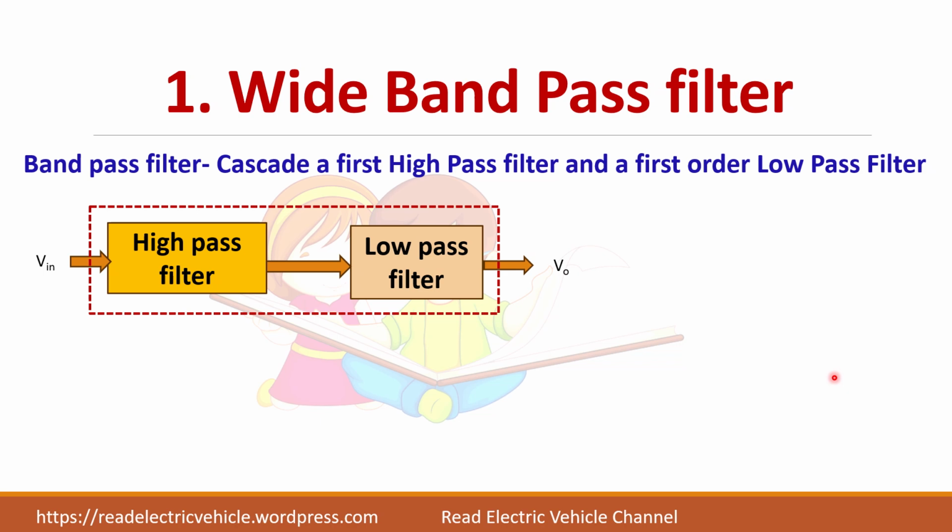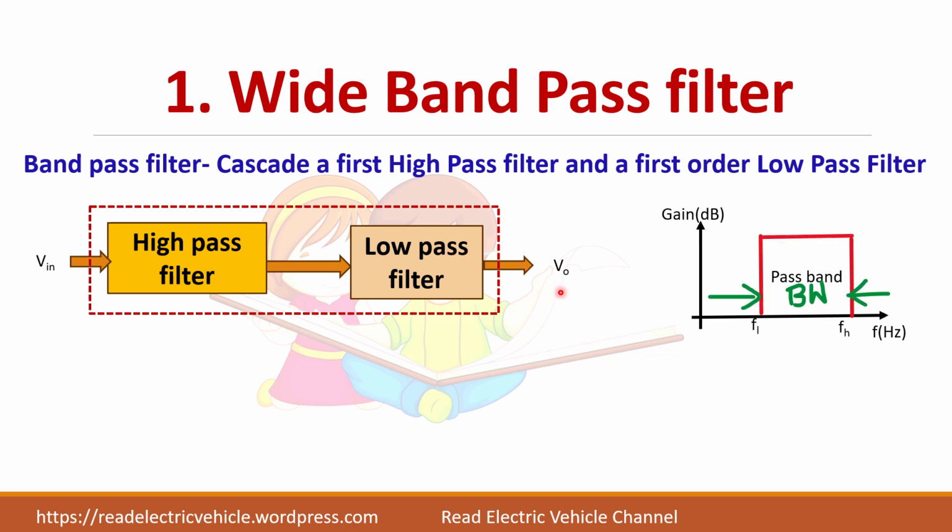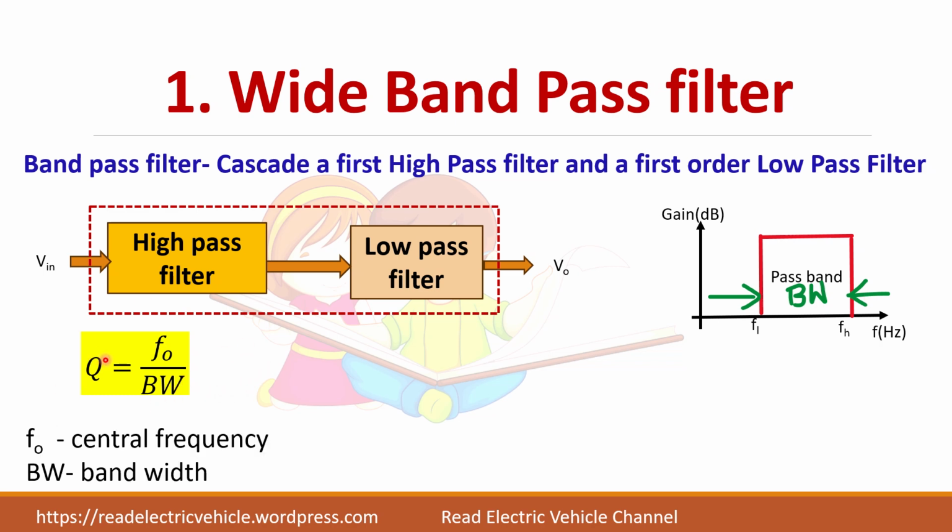So let us summarize everything about the wide band pass filter. Just cascade a first order high pass filter with a first order low pass filter. You can allow only a band of frequencies, and the range of frequencies which the filter will allow or pass through is called the bandwidth. So quality factor is inversely proportional to bandwidth. So in case of a wide band pass filter, the quality factor will be a low value.